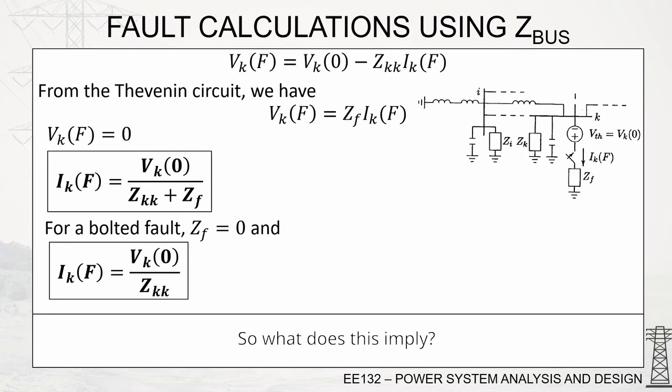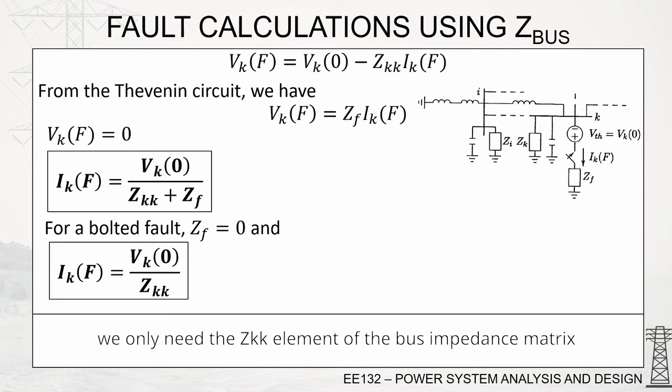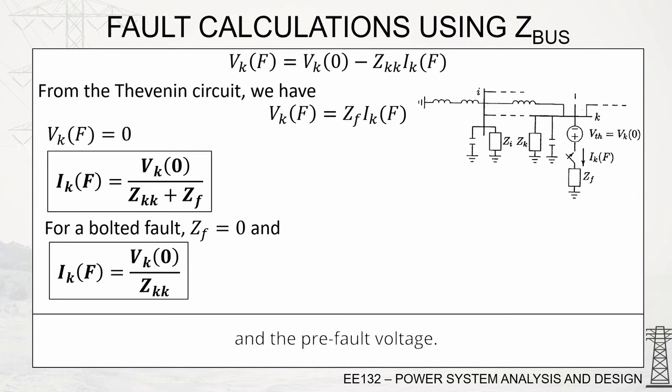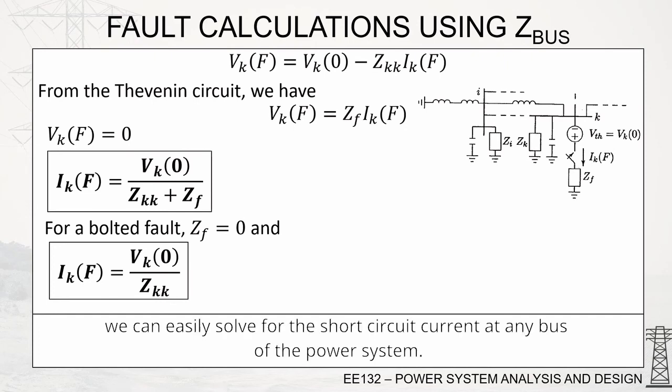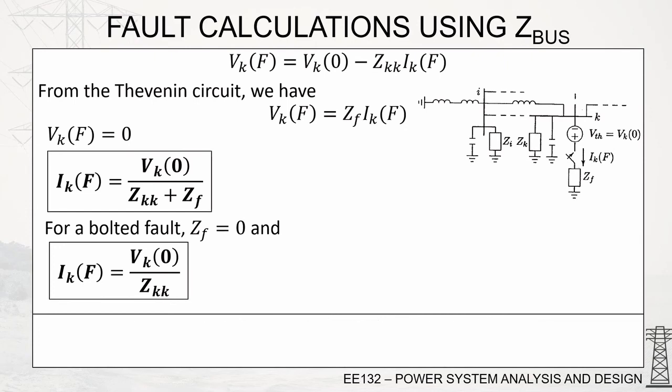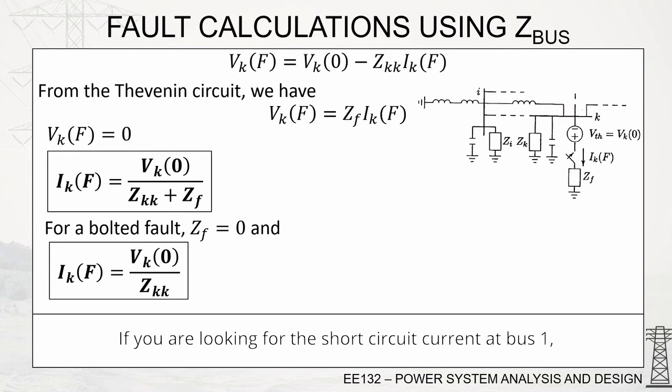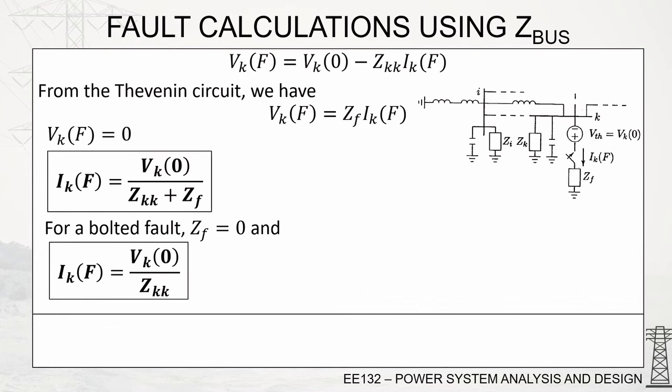So what does this imply? For a fault at bus K, we only need the ZKK element of the bus impedance matrix and the pre-fault voltage. So if we already have the impedance matrix, we can easily solve for the short circuit current at any bus of the power system. If you are looking for the short circuit current at bus 1, it is equal to the pre-fault voltage at bus 1 over the Z11 element of the matrix. Replace the denominator with Z22 for short circuit current at bus 2, and so on.